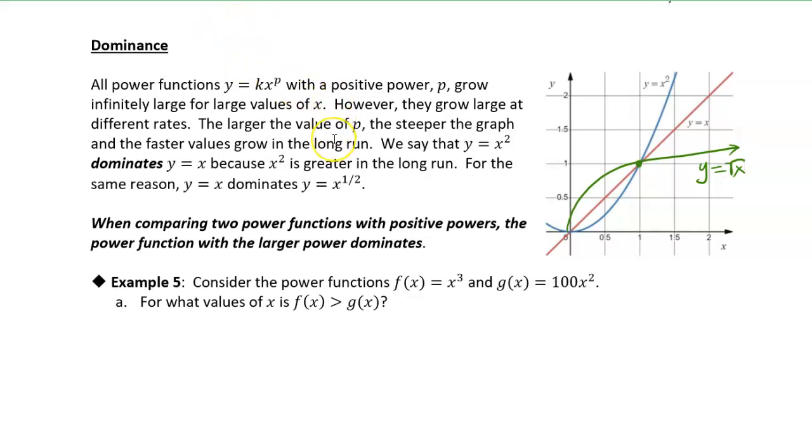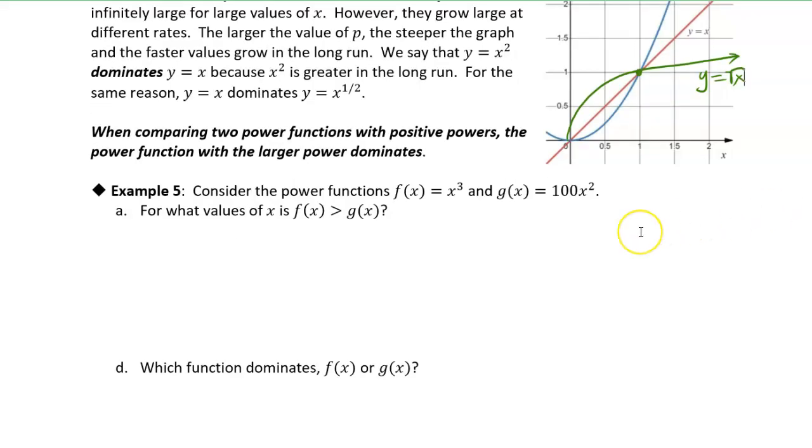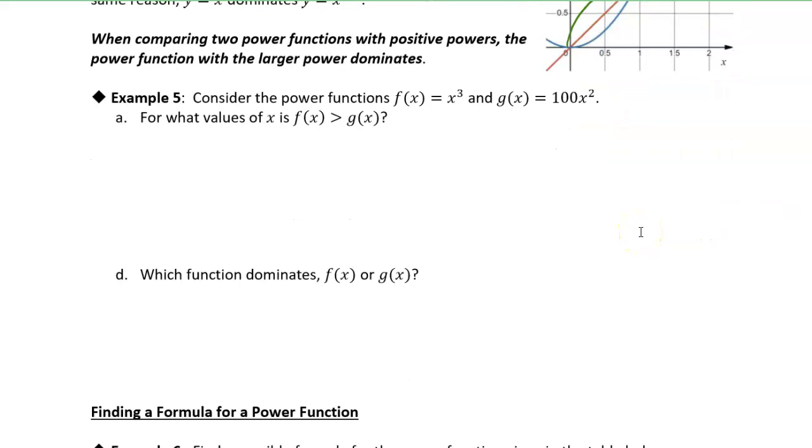It's just what's happening in the long run: one function is always going to be greater than the other function in the long run. Now, some of those long runs might be long, so we need to look at the long run behavior of these functions. All right, so let's take a look at example 5.